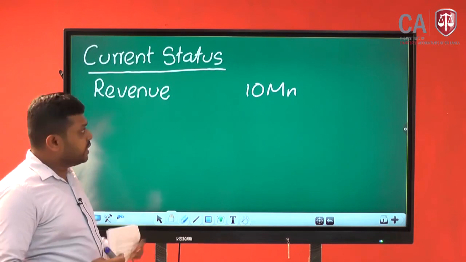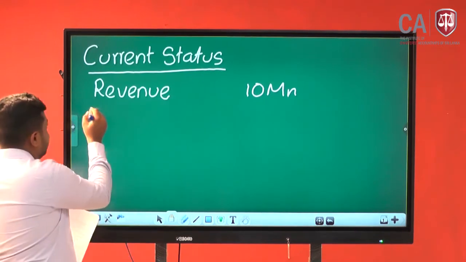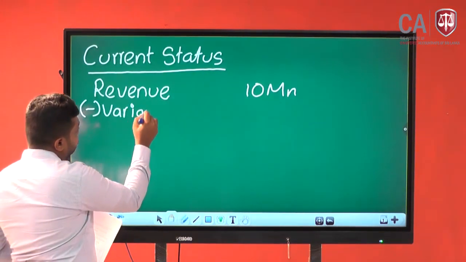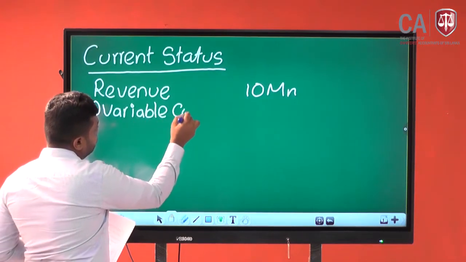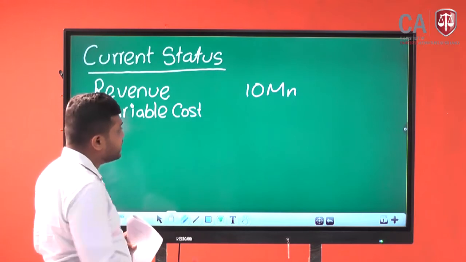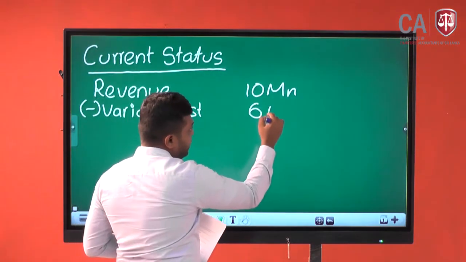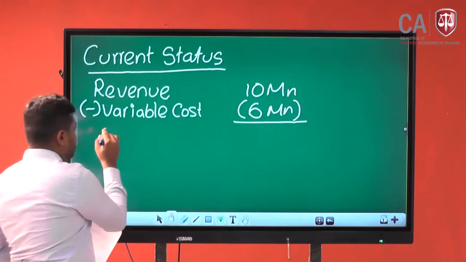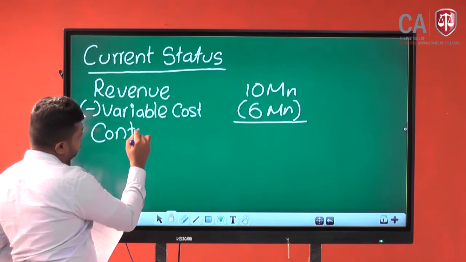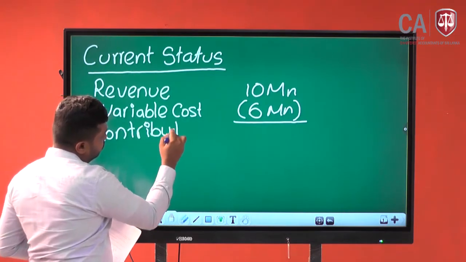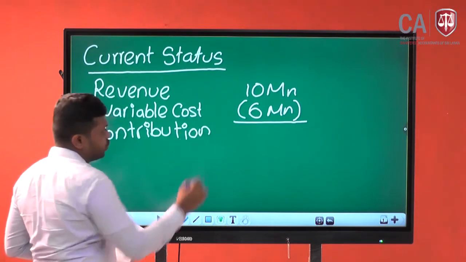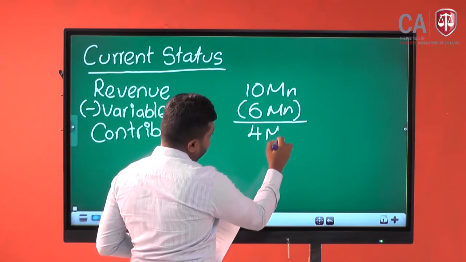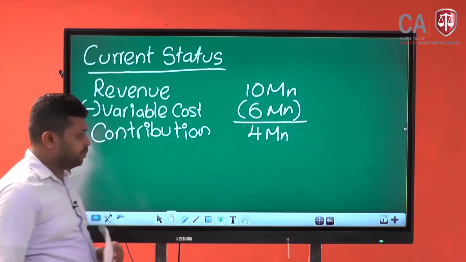Variable cost is 60% of the revenue, then you can deduct the variable cost. That is 60% of the revenue, 6 million. Then the monthly contribution: 10 minus 6, the contribution will be 4 million.